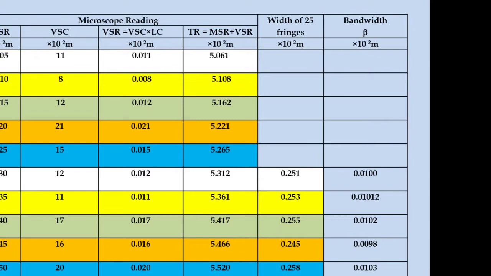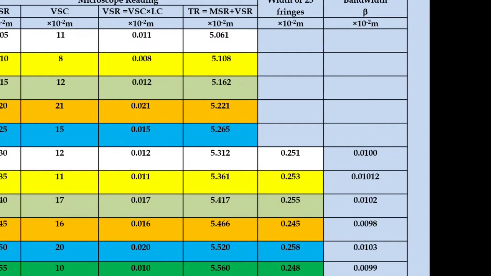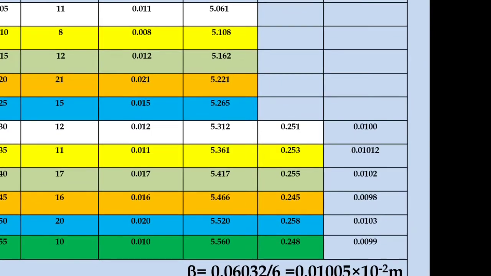So here it is, the width for 25 fringes. To find the width for one fringe, that is the bandwidth, we divide the width of the 25 fringes by 25. If you have found the width of 20 fringes, then you have to divide it by 20. If you have found it for 10 fringes, then divide it by 10.